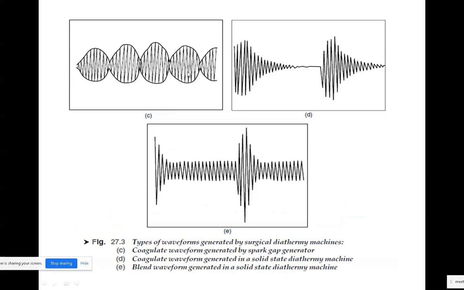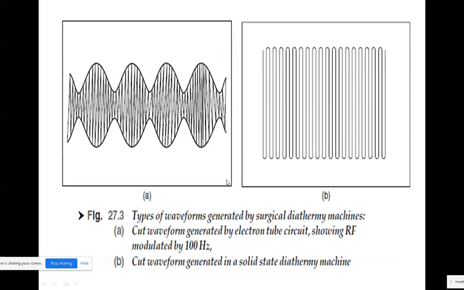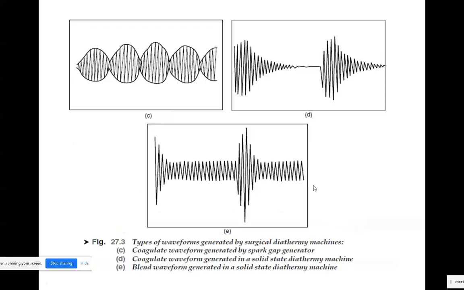So they are going to blend these two waveforms. This is the blended waveform generated in a solid state diathermy machine, the third waveform. The first one is the coagulation waveform, which is generated due to the spark gap generator. This is the coagulation waveform generated by the solid state diathermy machine. So by mingling these two waveforms in the cutting process, you will be avoiding the bleeding in the tissue.